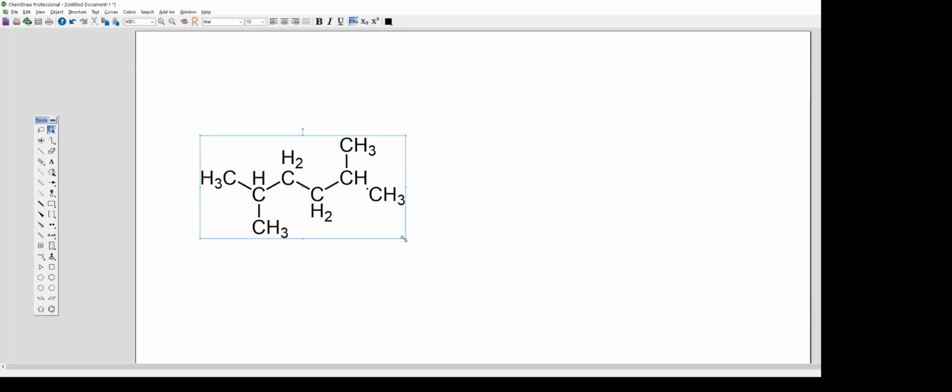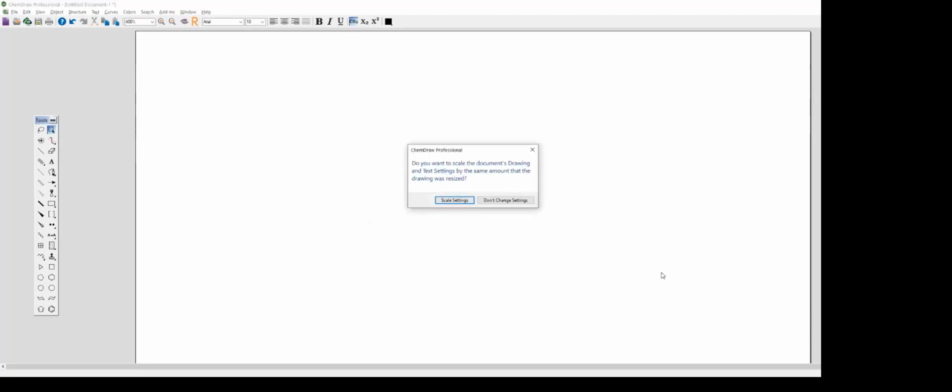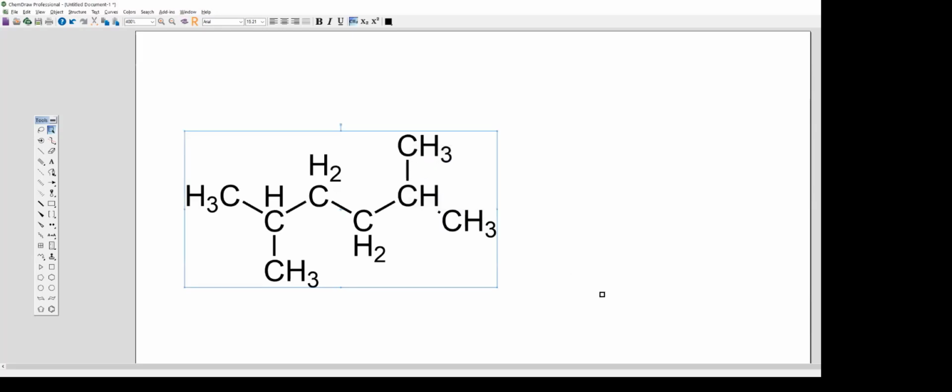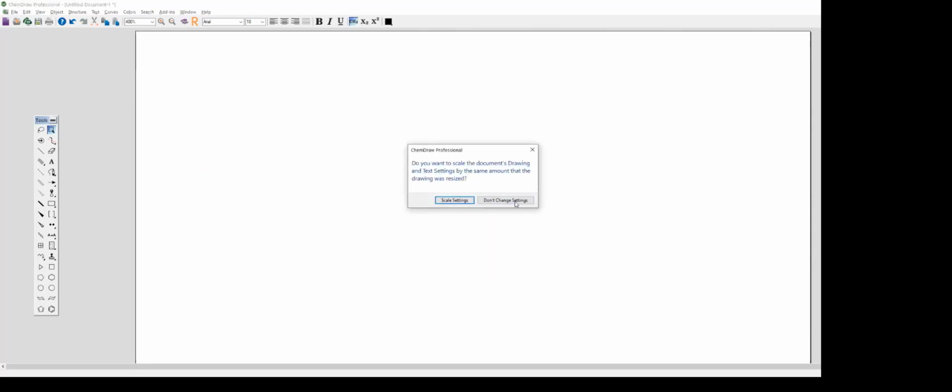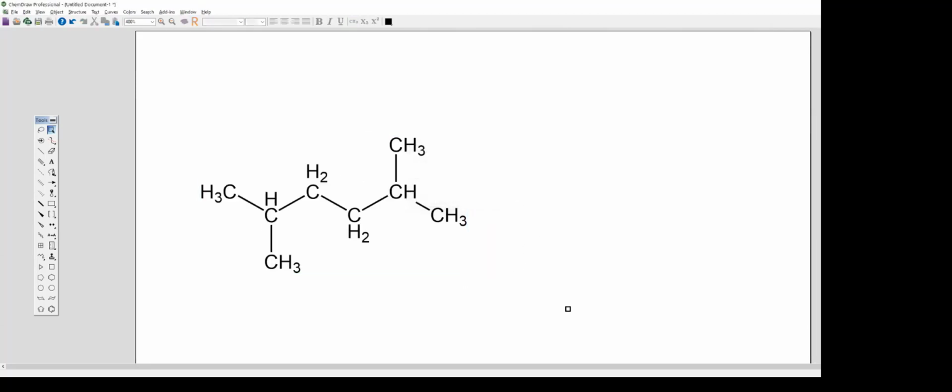Let's see if I can enlarge the whole thing. There we go. Oops. Try that again. There we go. So that's one way of writing it, showing all the carbons and how many hydrogens there are.